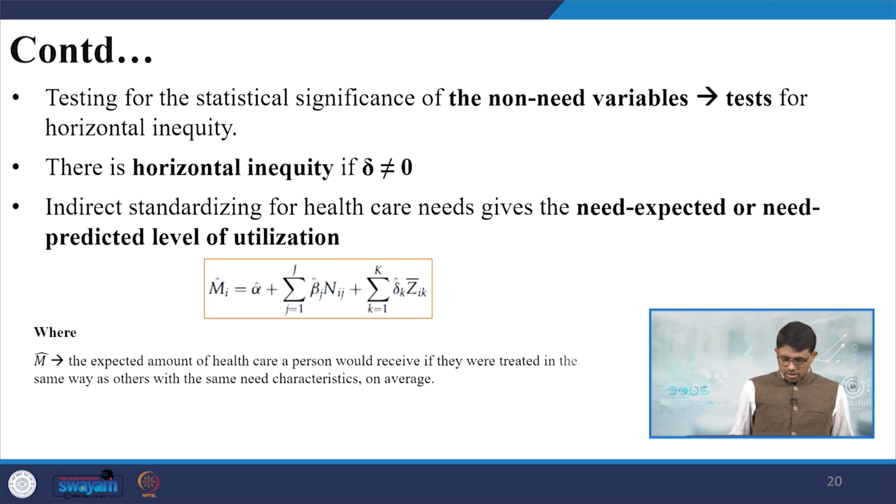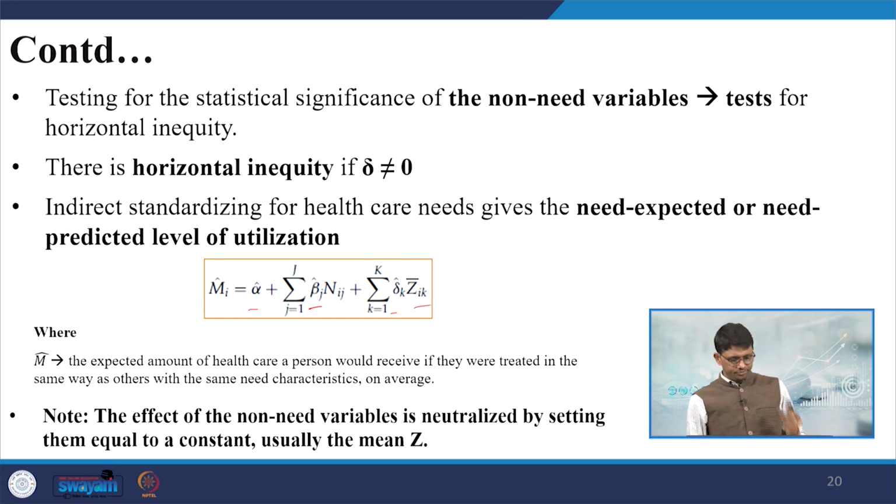So, this is what is standardized with the other indicator. We are just mentioning here that the expected amount is mentioned with its predicted notation, that M hat. The expected amount of healthcare a person would receive if he or she is or was treated in the same way as others with the same need characteristics on the average. So, the expected value, similarly we have also taken hat in every case, controlling the non-need variables.